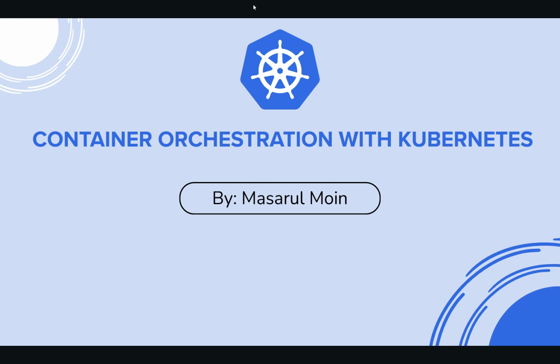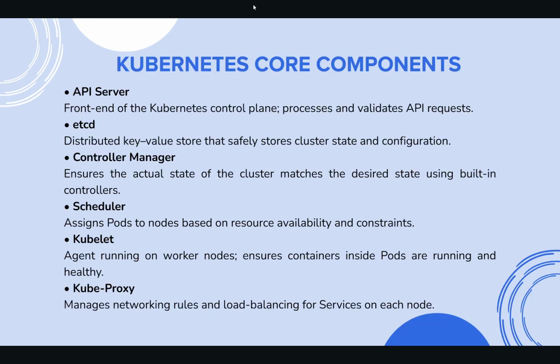In this presentation, I will explain 5 key areas. First one is Kubernetes core components, then Kubernetes objects, then services, then storage, and at last is networking. Let's begin. Slide 1 is about Kubernetes core components.